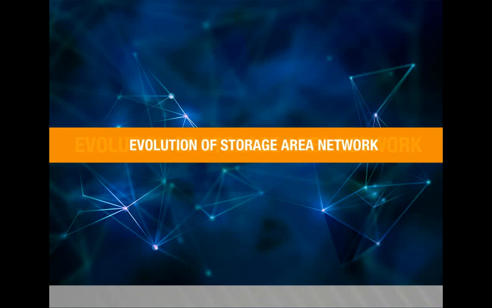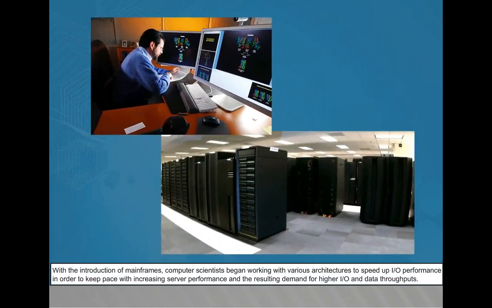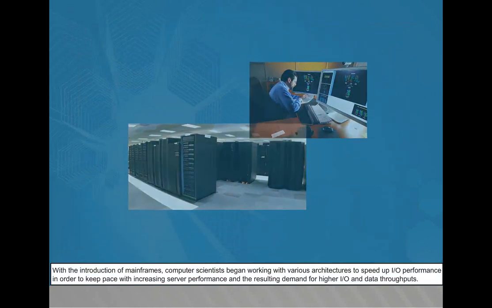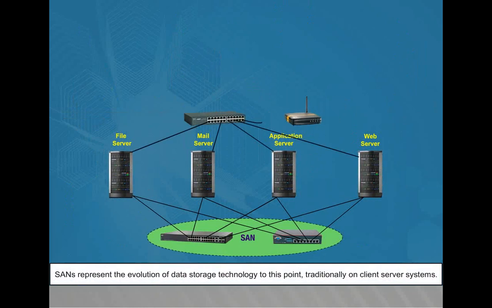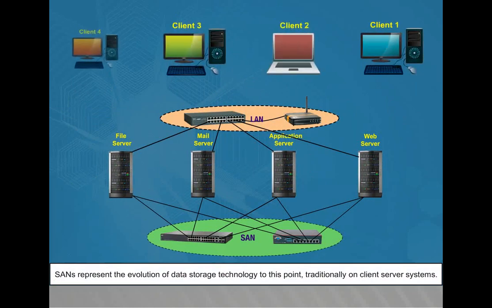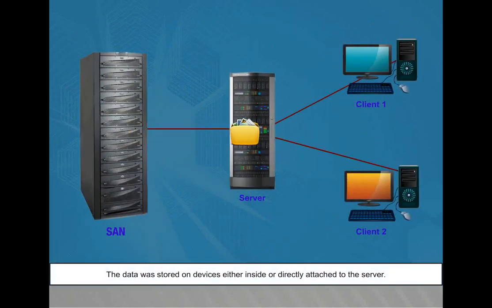Evolution of storage area network. In this video, we are going to see the evolution of storage area network. With the introduction of mainframes, computer scientists began working with various architectures to speed up I/O performance in order to keep pace with increasing server performance and the resulting demand for higher I/O and data throughputs. SANs represent the evolution of data storage technology to this point. Traditionally on client-server systems, the data was stored on devices either inside or directly attached to the server.